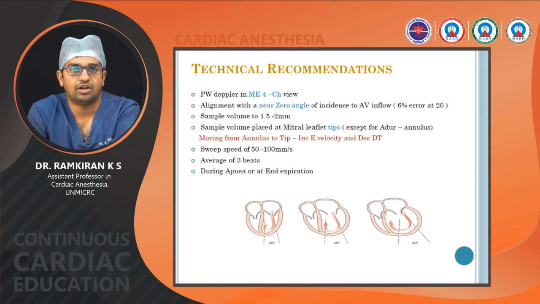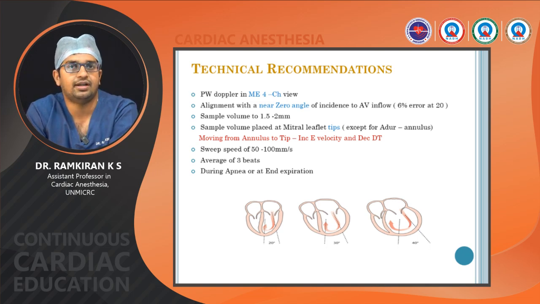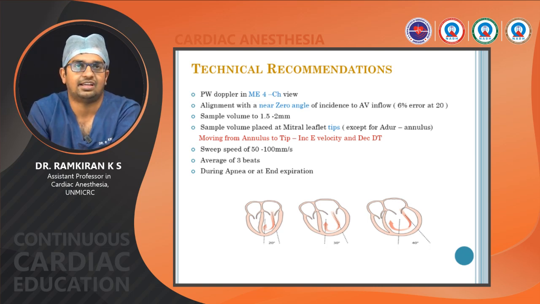But whenever you make this mistake of not placing near the tips, by moving from the annulus to the tips, you can see that there is an increase in E velocity and a decrease in deceleration time. So the sweep speed should be maintained at 50 to 100, and then an average of 3 beats should be taken, and ideally it should be done at end expiration.